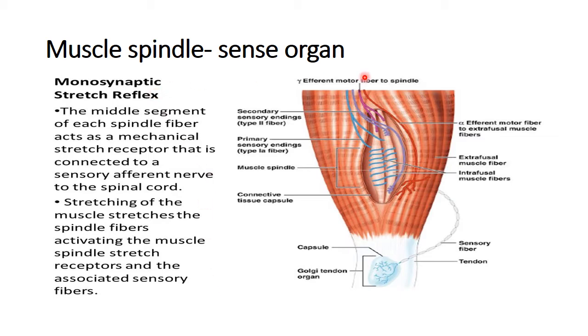So this is a sense organ. This is the muscle spindle, the intrafusal fibers encapsulated, and this is the extrafusal fibers. The part that is white in color is the tendon. And skeletal muscle is attached to the bone through the tendon.